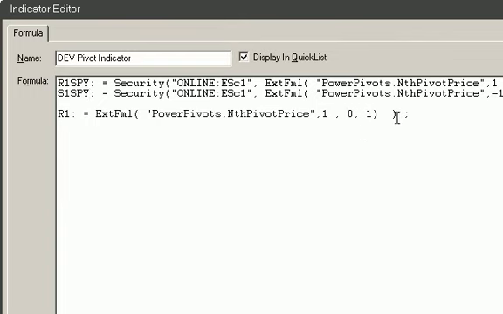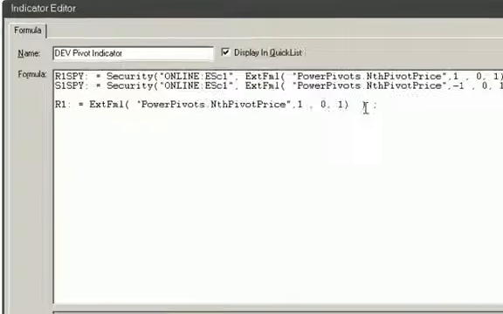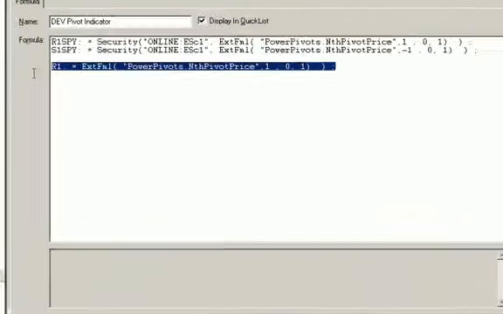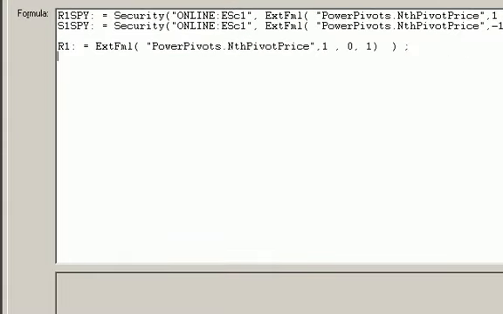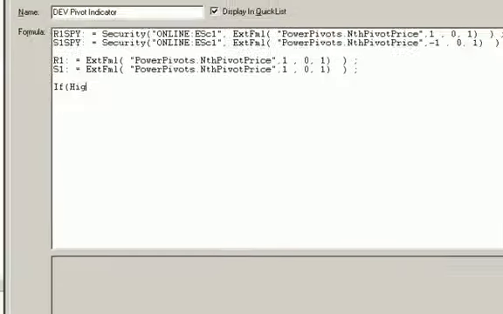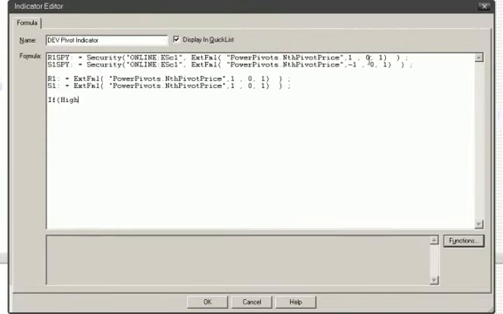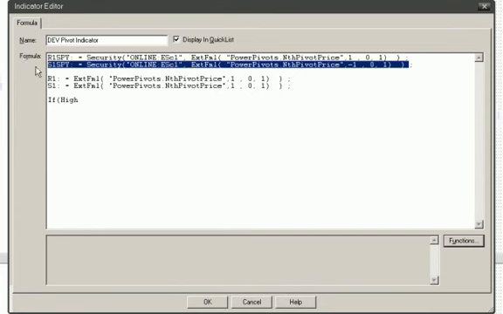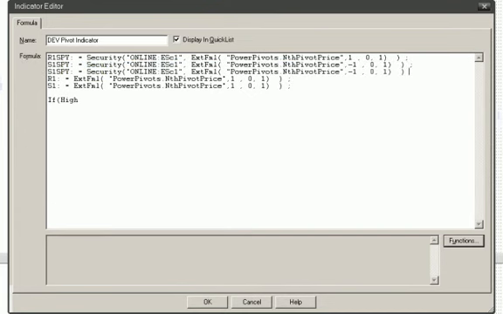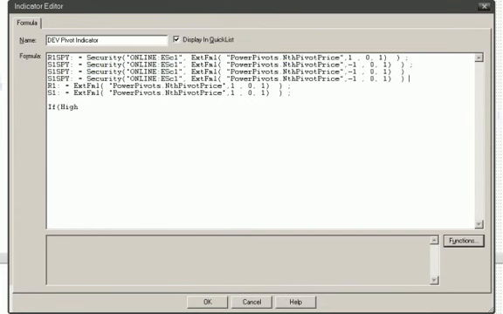I'm going to take R1 and say, computer, give me resistance right now. And then come down here and give me support. Now you're going to look at something. I'm going to say if the high of the bar, and we're going to need 2 more things up here real quick: SP high and SP low.